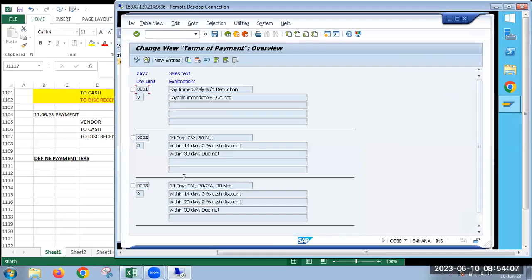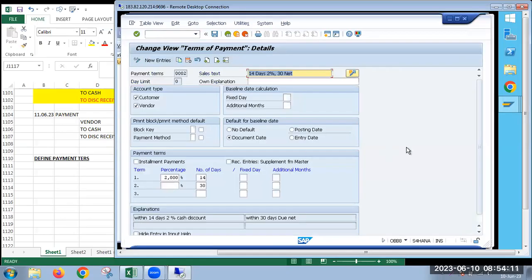Yeah, so there are a lot of payment terms already there. For example, if you open 0002, there are only 2 levels of due and 1 level of rate, as we can see here. Also, here you can see the default baseline date specification. It can be the document date, the posting date, the entry date, or no default. No default means that area will be blank.